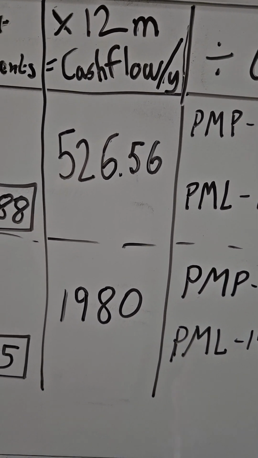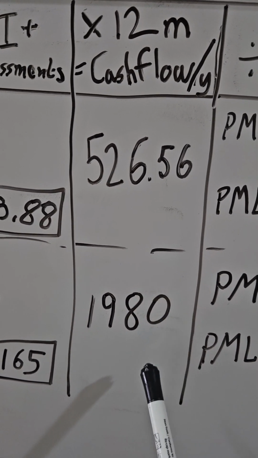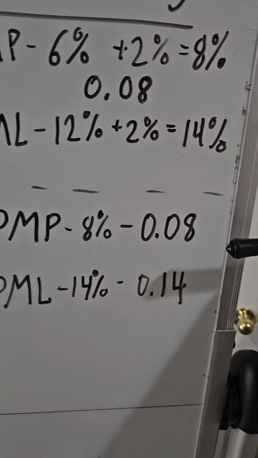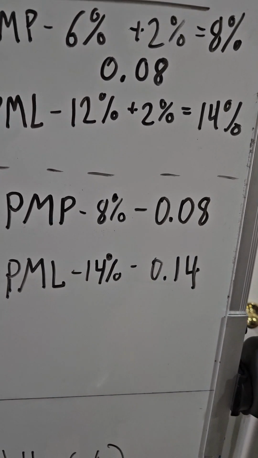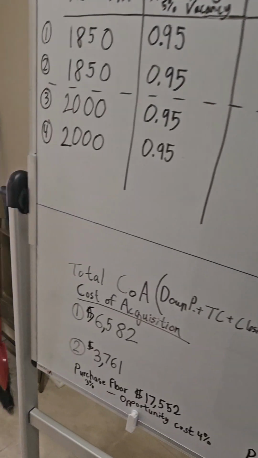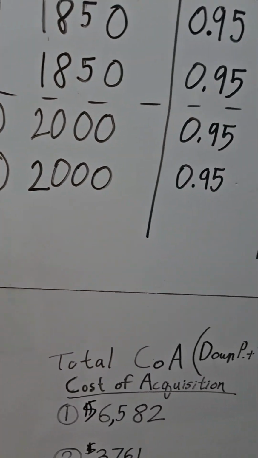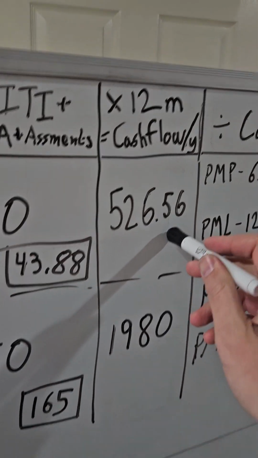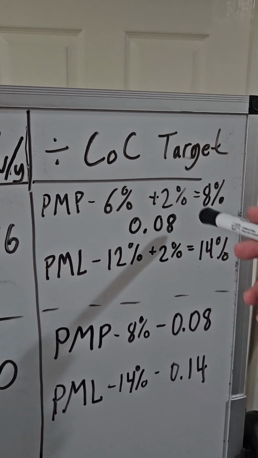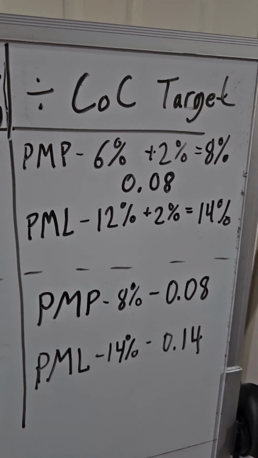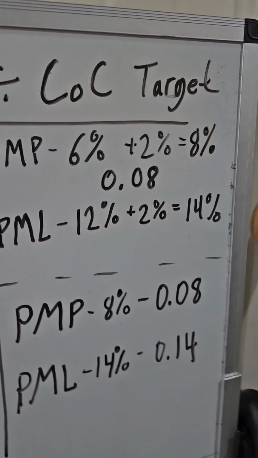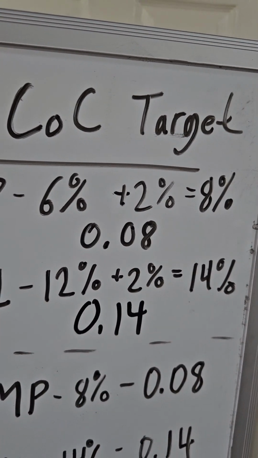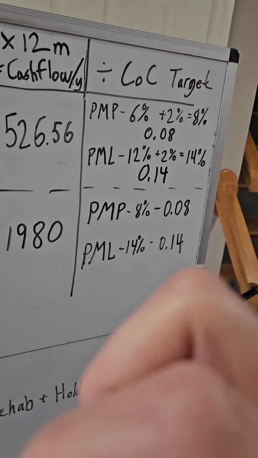Times our 12 months rent. So what's our annual cash flow? Just under $2,000, $1,980. And we're still going to have the same offerings here. The PMP 8%, PML 14%. We still have that little bit of cushion built in. All right, so now what we do is we take these first two numbers, so this number here, and I'm going to divide it by my cash on cash target, by my 0.08 for 8%. I'm going to do it again for 0.14 for a PML number, so 0.14 is 14%. And we're going to see what kind of total offer that gives.